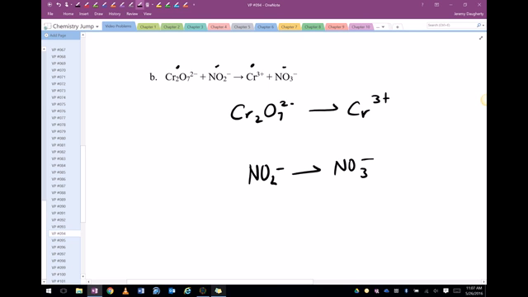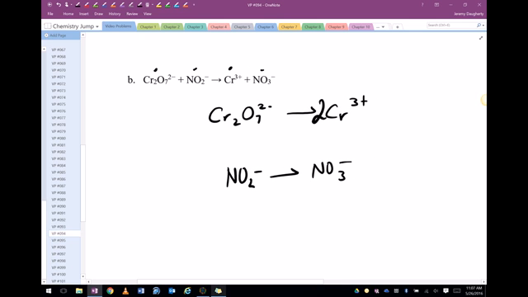Okay, if you want to, pause it and try it yourself. My next step, make sure everything except for oxygen and hydrogen is balanced. So I'm going to put a 2 in front of there to balance the chromiums. Everything else is balanced. Now I'm going to balance the oxygen by adding water. Now I'm going to balance hydrogens by adding protons.